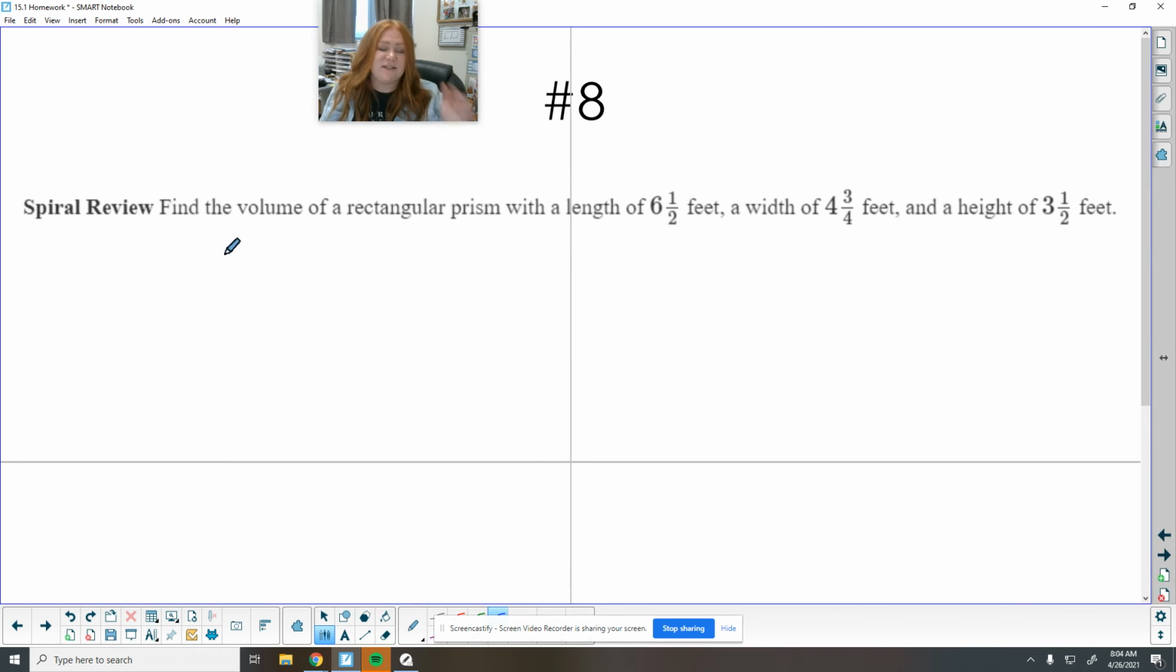Okay, number 8 wants us to find the volume. So remember, volume is length times width times height of this rectangular prism. So the length is 6.5. The width is 4 3/4, and the height is 3.5. So as we're doing this, we want to make these improper. So multiply, add, multiply, add, multiply, add. See if anything cancels out. And then multiply the numerator, multiply the denominator, and simplify.